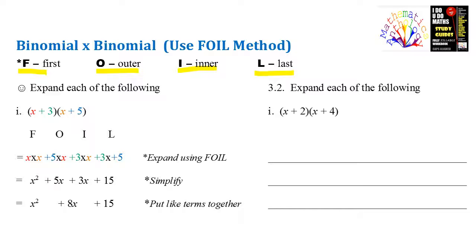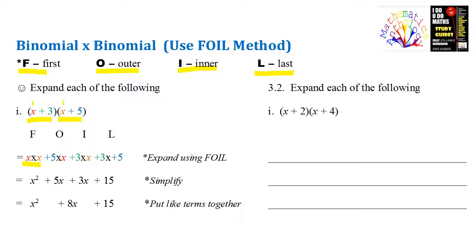Here, expand each of the following: x plus 3 times x plus 5. So x plus 3 is a binomial, and you're multiplying it by x plus 5, which is also a binomial. So this is definitely a binomial times a binomial, and it's a case where you use the FOIL method. So the FOIL method, F, first, is first times first. So x is in the first bracket here, and the first one in the second bracket is also x. So x times x is first times first. That's my F from FOIL.